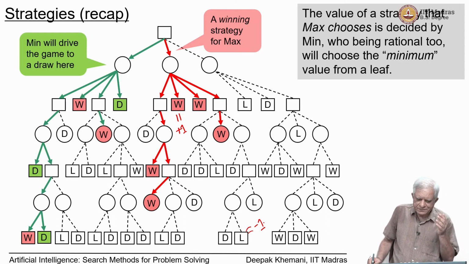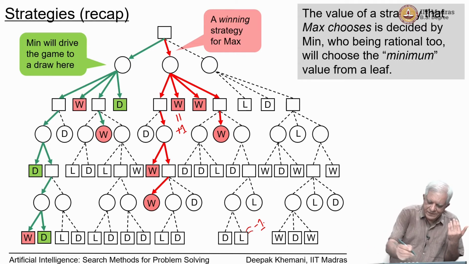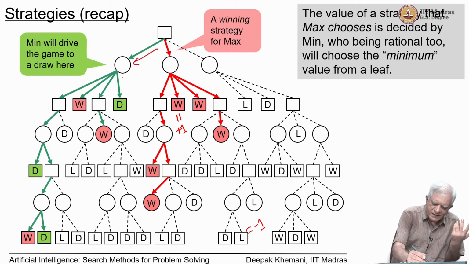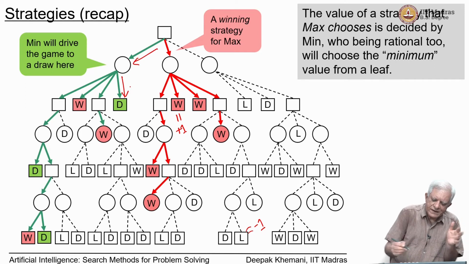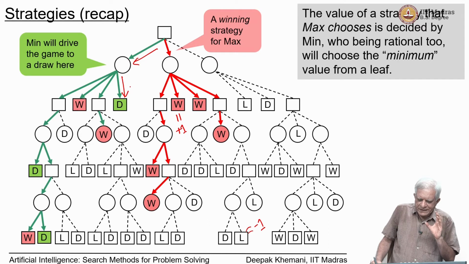But if max were to make a mistake, just to illustrate the point, and choose the green strategy, then min will drive the game to a draw, essentially, because once max makes this move, min can simply make this move, and the game will end there, and it will be a draw. So, the value of a strategy is the minimum of the value of the leaves in the strategy, because that is where min will drive the game to, essentially.